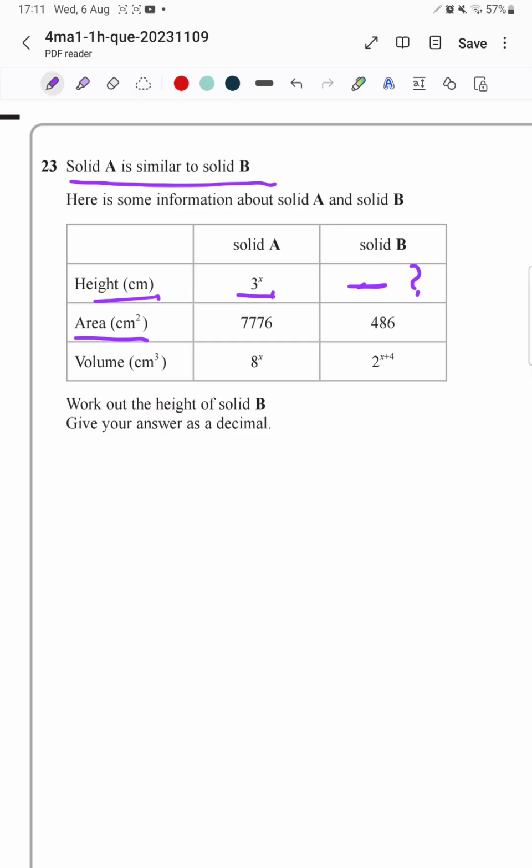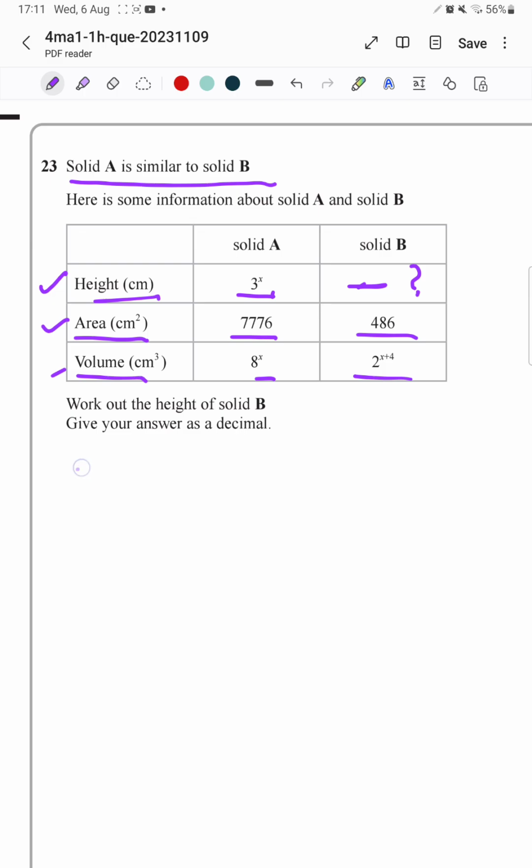Then we are given other information, that is the area for both shapes, and the volume is also given for both shapes, but as an expression. Now we have to work out the height of solid B. If you remember, similar shapes have a relation between their lengths, their linear values, and then their area and the volume. And what is that relation?